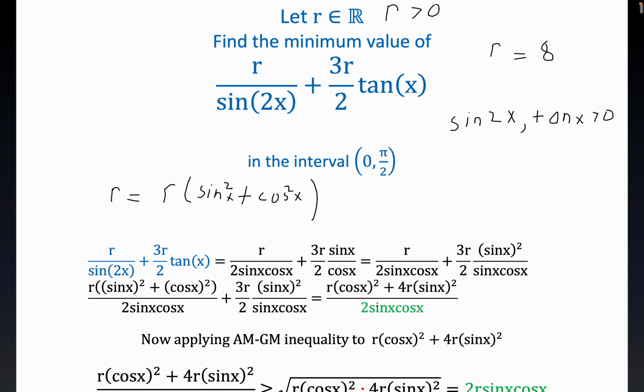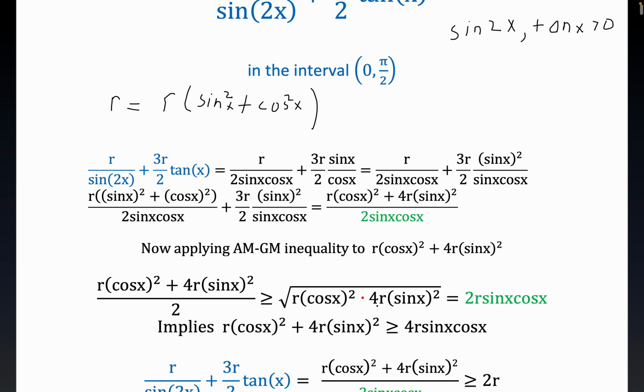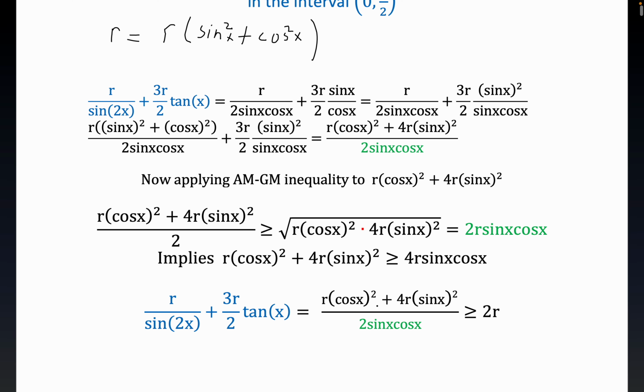Now there's something called the AM-GM inequality that comes in quite handy, and let me write it down. If you have two positive real values, a and b, their arithmetic mean, a plus b over 2, is always greater than or equal to their geometric mean, which is the square root of ab.